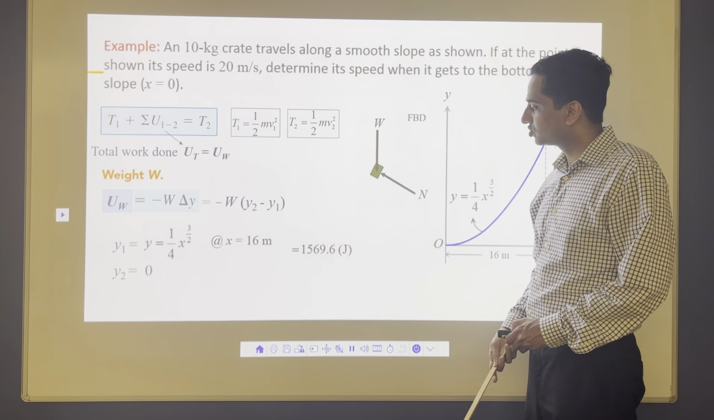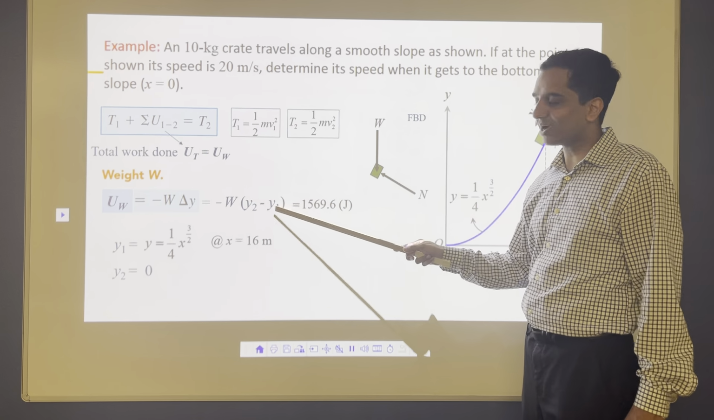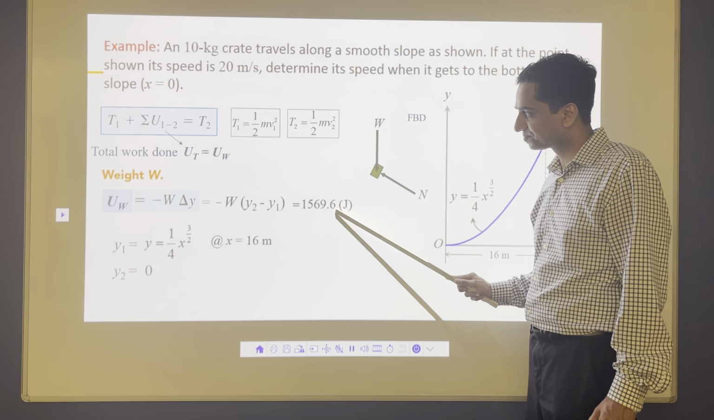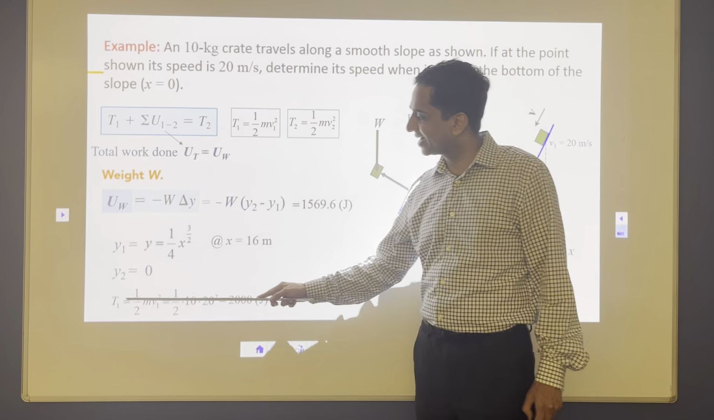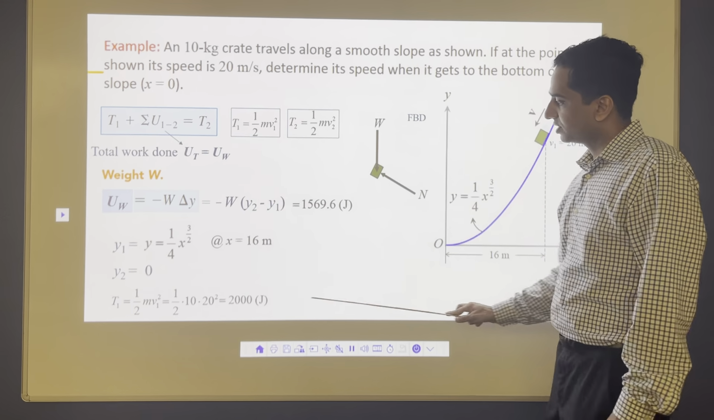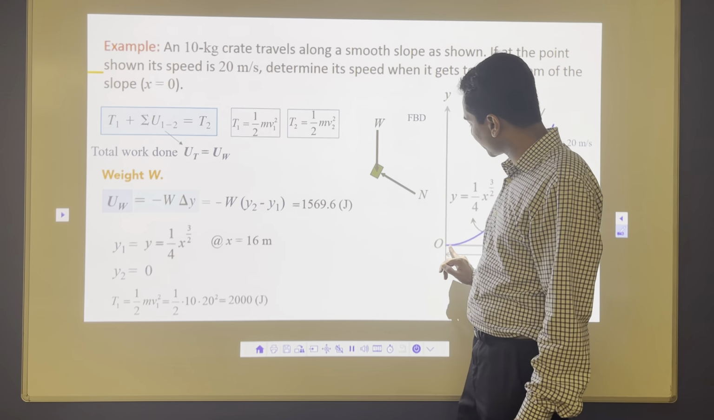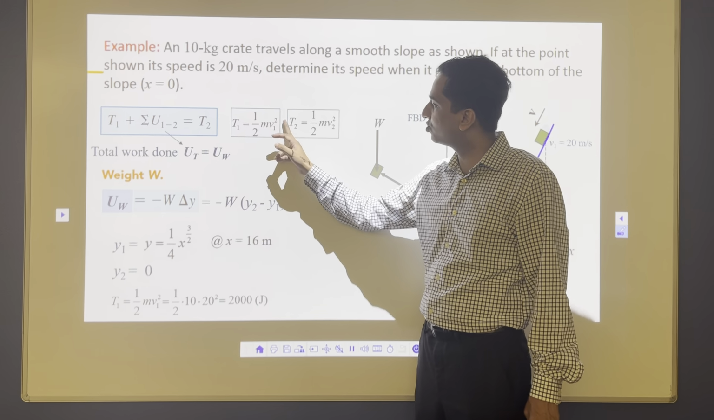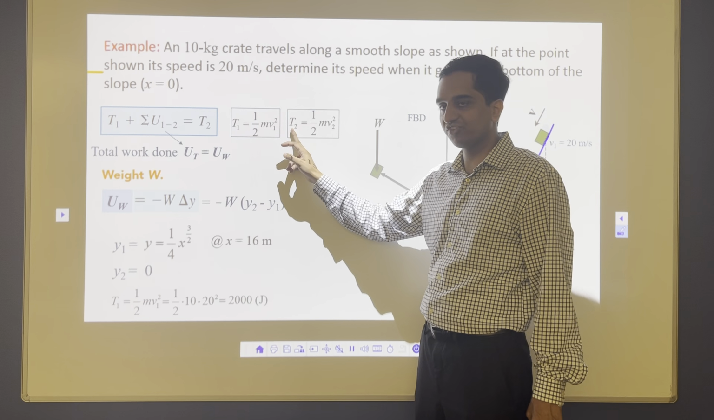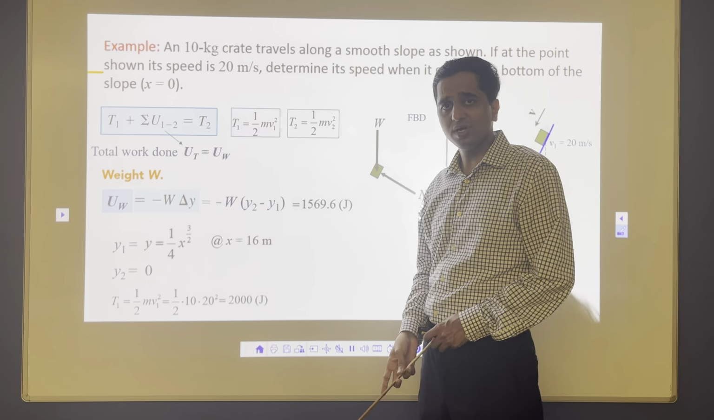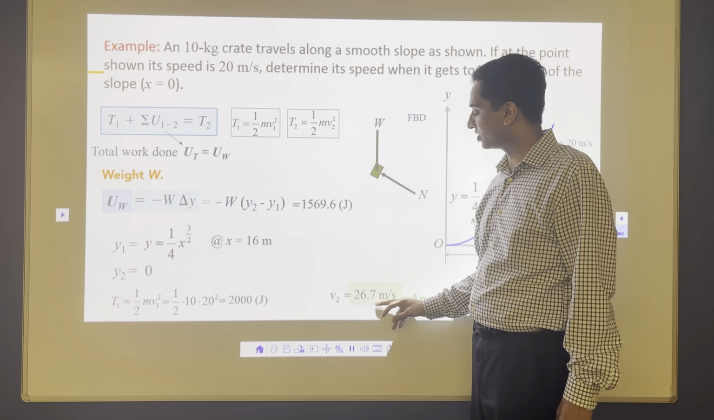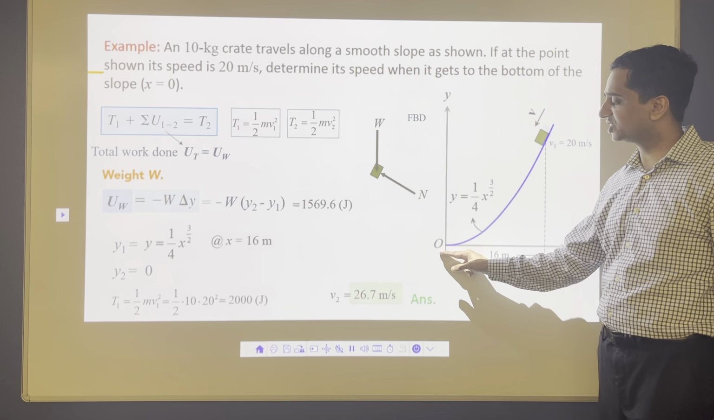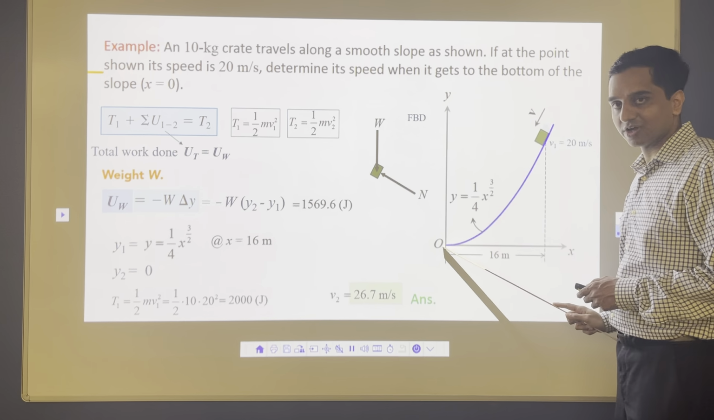It's very easy. So here, first part, the work done by weight, positive, you are going to get 1569 joules. That's the work done by weight. And then the kinetic energy here is 2000 joules. So total final kinetic energy is 2000 plus 1569, that is 3569 joules. You can equate that to calculate V2, and then the final velocity will come 26.7 meters per second. It means you start with 20 meters per second velocity, and now you reach here with 26.7 meters per second, and that's the problem.